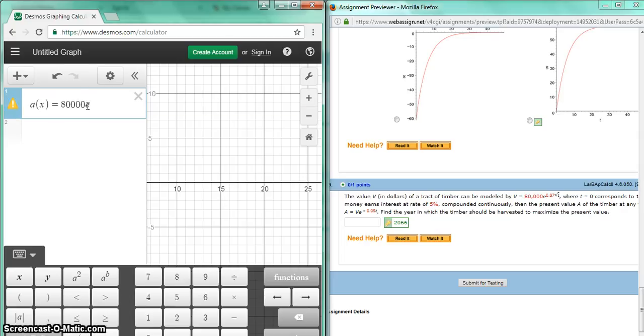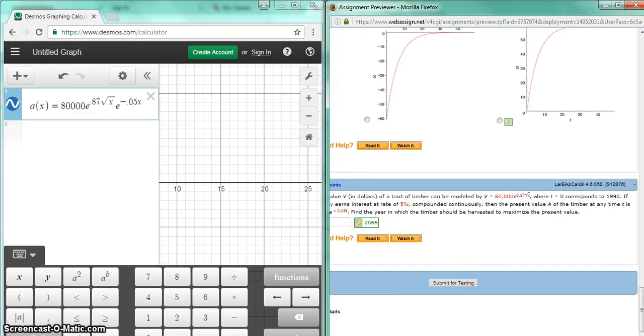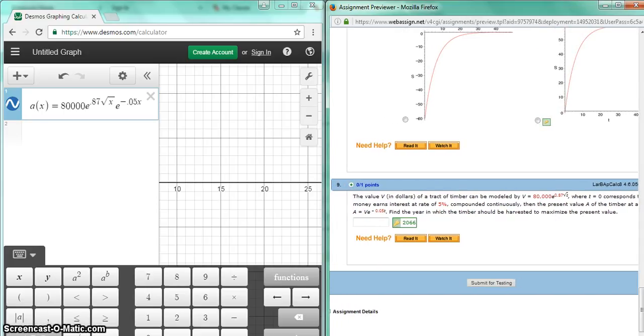So we got e raised to the minus 0.87 square root of, I'm going to call it x. So that's what v is. But I'm going to multiply that by this, because there's my v, I just inputted it. And then I also have this e raised to the negative 0.05x. So I'm going to get an equation that I should have. T corresponds to the year 1990. All right. So here's my equation. Let's check it out.